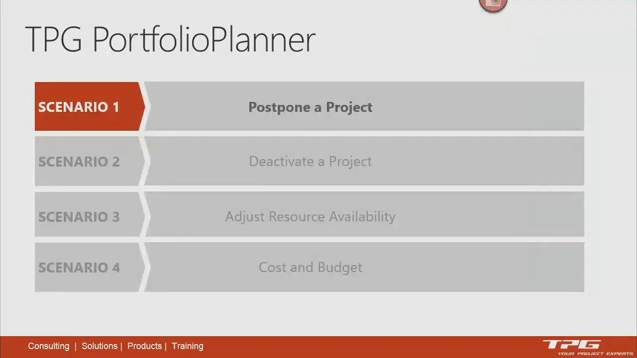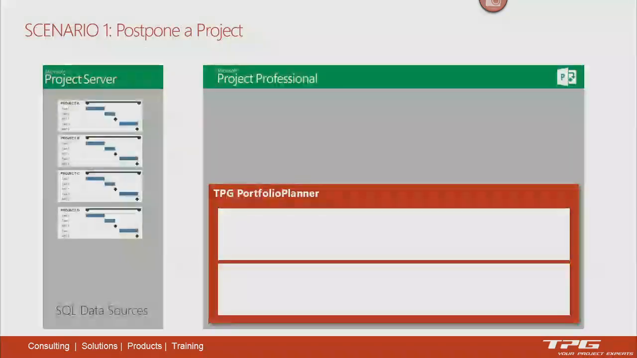So we're going to look at 4 scenarios briefly today. What happens if we postpone a project, deactivate a project, adjust resource availability, and also cost and budget views as well. So in the first scenario, we've got multiple projects.